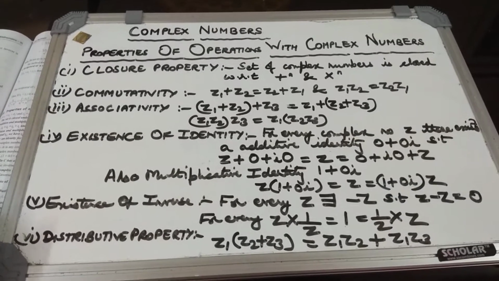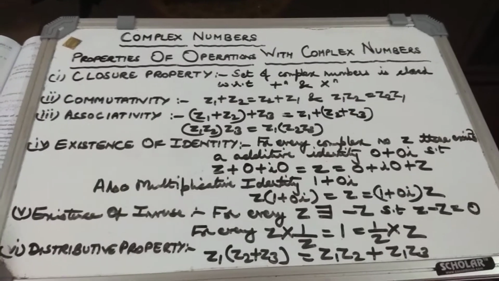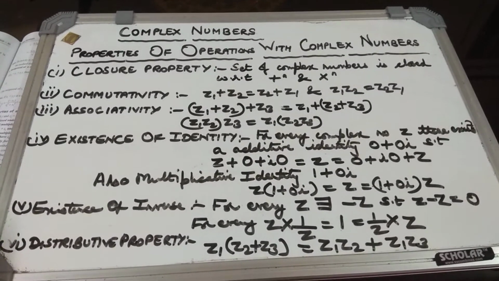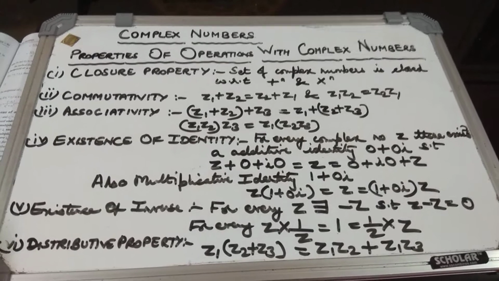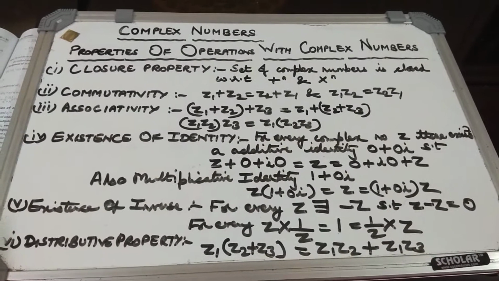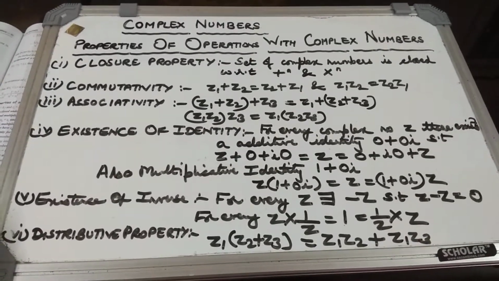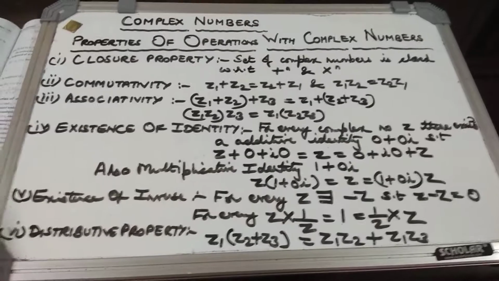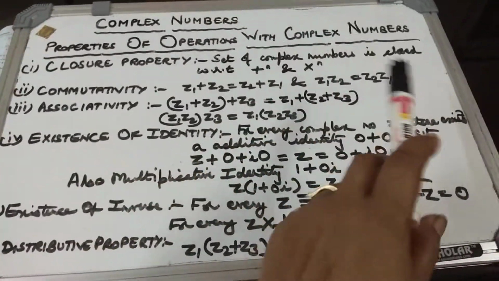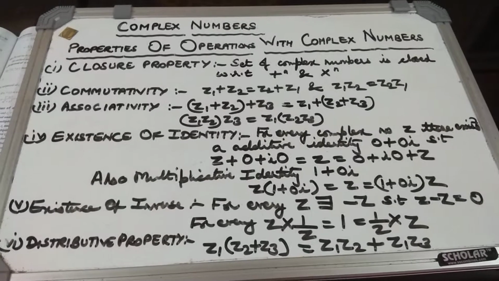Now, if any two complex numbers z1 and z2 are given to you, then z1 plus z2 becomes a new complex number. Similarly, z1 into z2 is another complex number. So z1 plus z2 gives the new complex number, or z1 into z2 gives you a new complex number, which means the set of complex numbers is closed with respect to addition and multiplication.